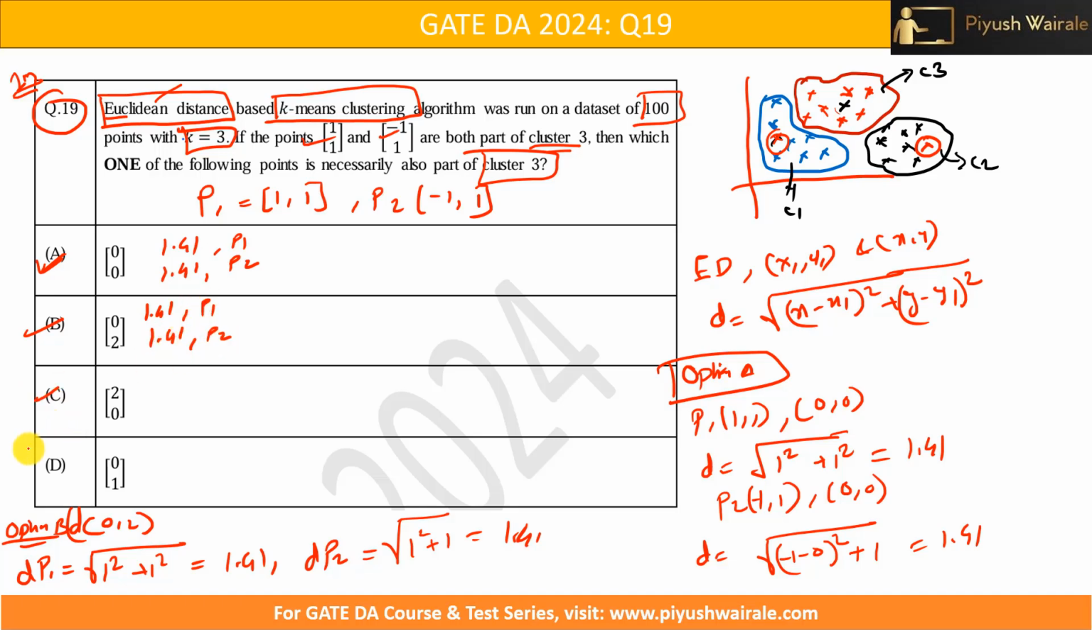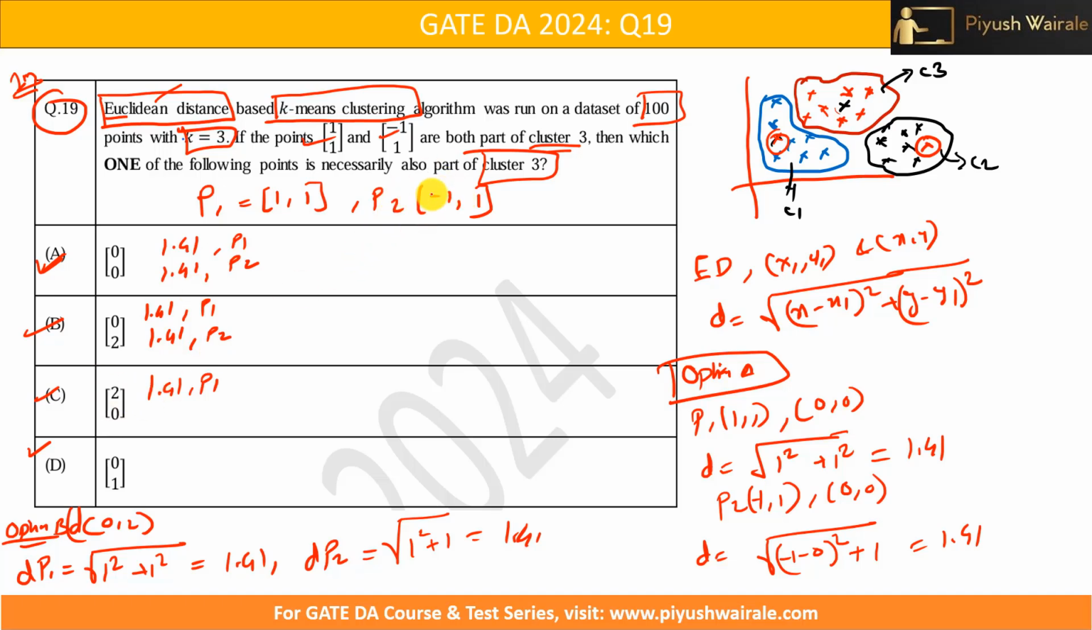Similarly, calculate for C and D. If I calculate for C, what am I going to get? 2 minus 1, 1 square, that is 1, plus 0 minus 1 square is 1 square. Again here also I will get 1.41 for P1. So you can do the calculation; I am just doing it orally.